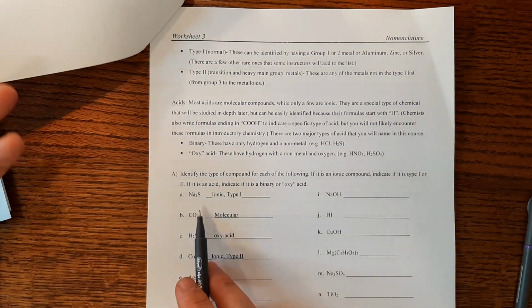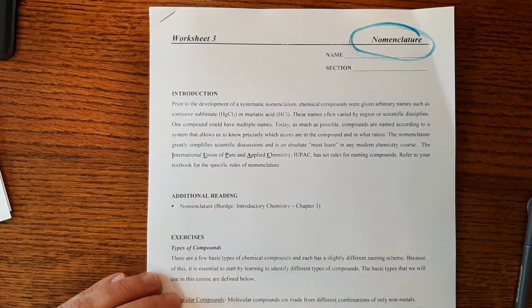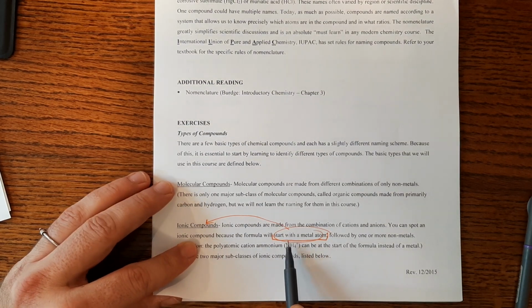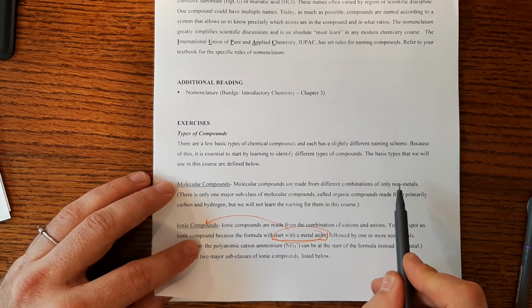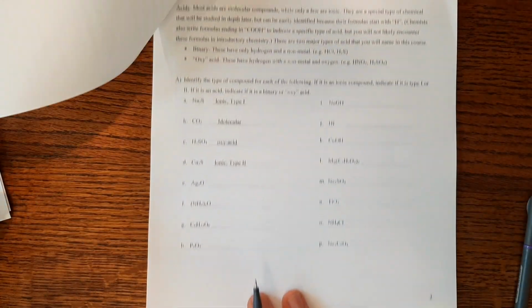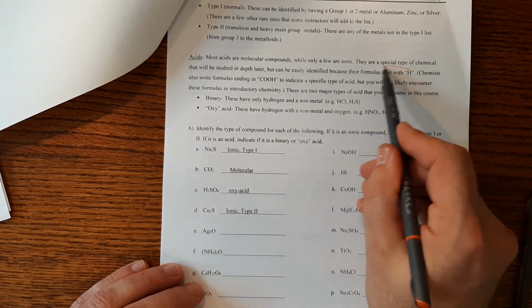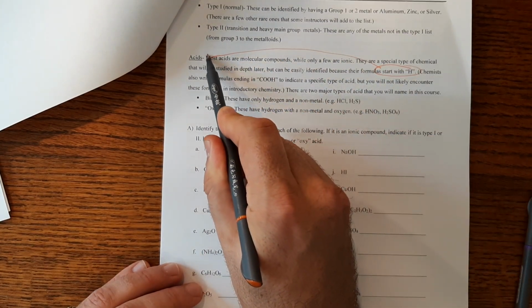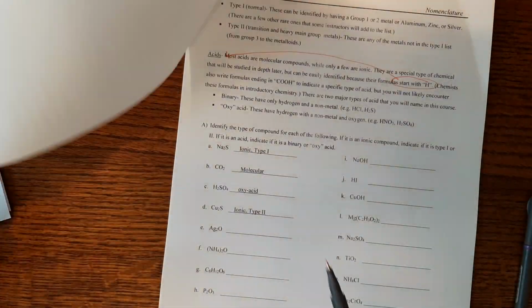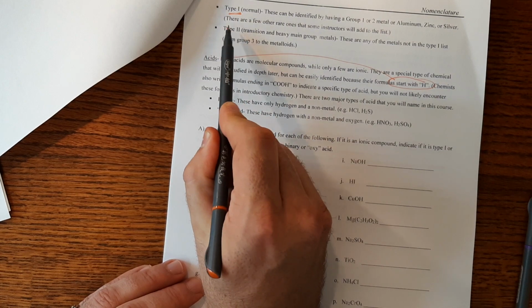So again, to decide, we just need to say, does it start with a metal? If it does, that makes it an ionic compound. Does it have only nonmetals? If it does, that makes it molecular. Does it start with an H? If it does, that would make it an acid. And again, if it is ionic, then look at the metal and determine whether it's type 1 or type 2.